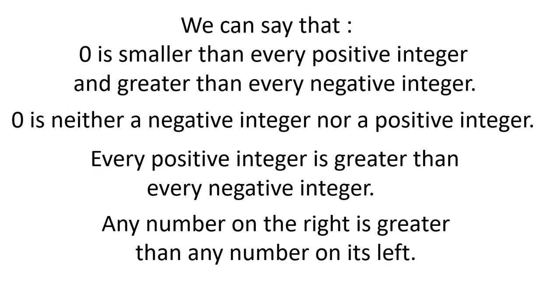We can say that 0 is smaller than every positive integer and greater than every negative integer. 0 is neither a negative integer nor a positive integer. Every positive integer is greater than every negative integer. Any number on the right is greater than any number on its left and vice versa. That goes on to say that any number on the left is smaller than any number on its right. Please memorize these basic facts.